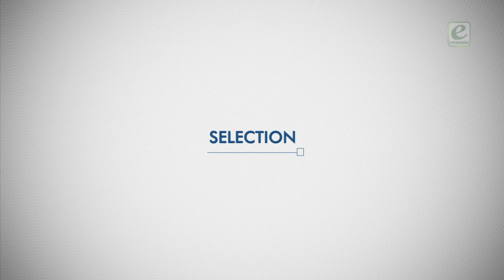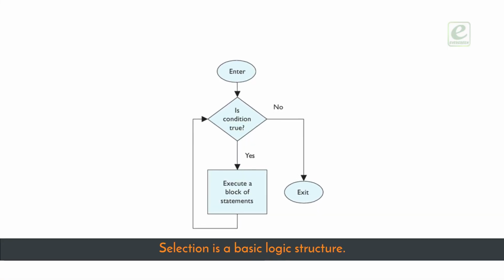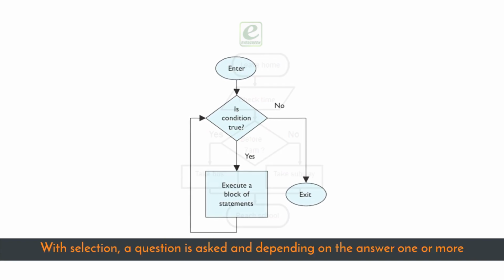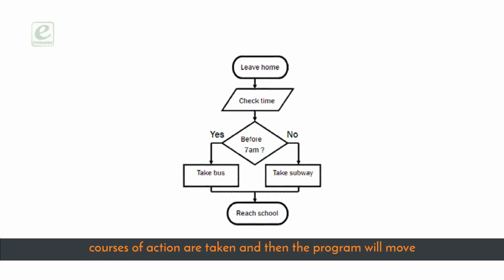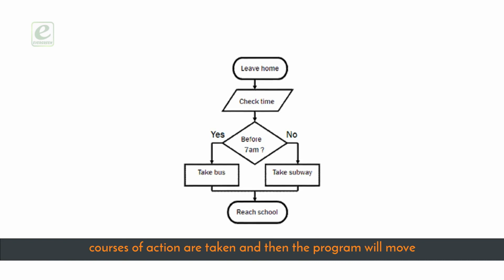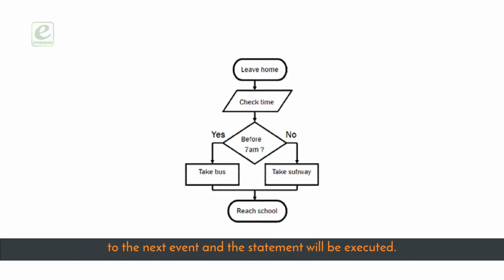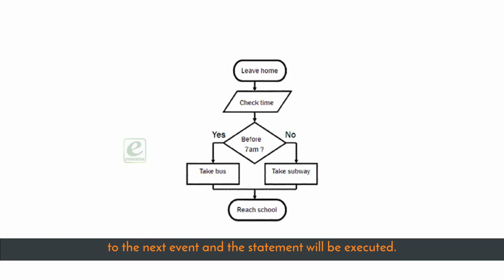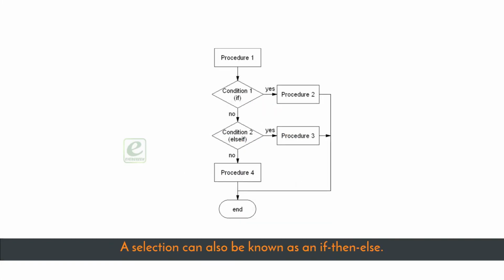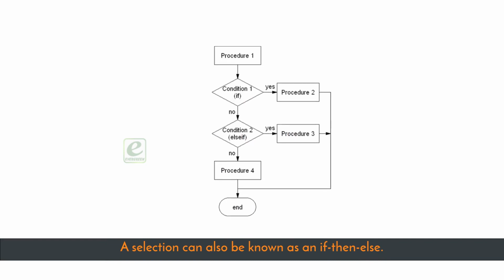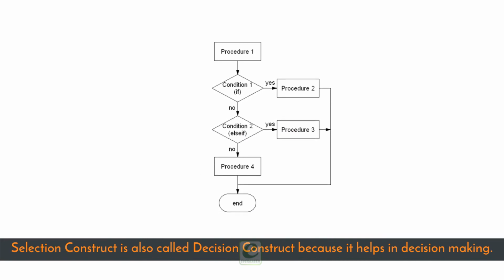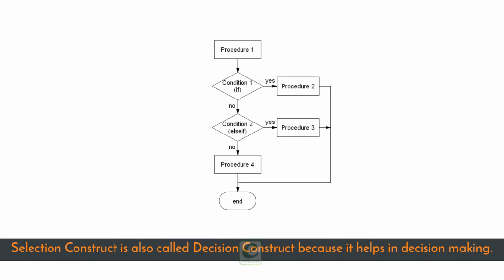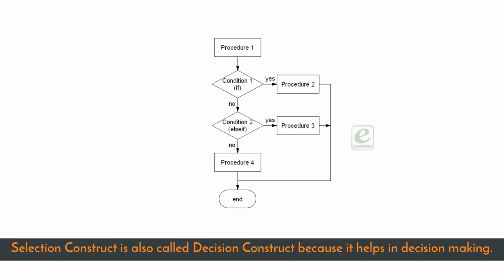Selection. Selection is a basic logic structure. With selection, a question is asked, and depending on the answer, one or more courses of action are taken, and then the program will move to the next event, and the statement will be executed. A selection can also be known as an if-then-else. Selection construct is also called decision construct because it helps in decision making.